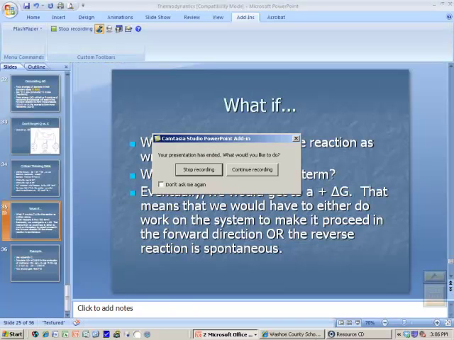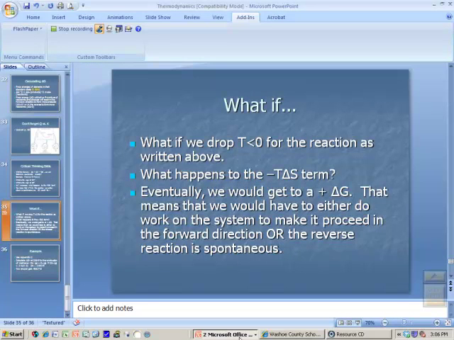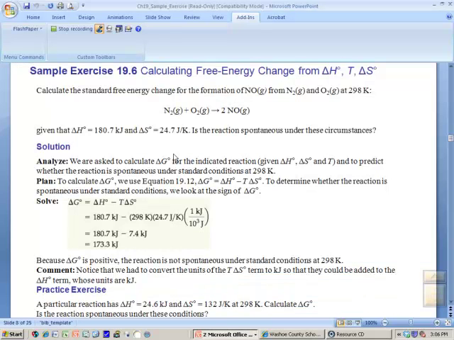And now, let's look at some sample exercises. Let's look at 19.6. It says, calculate the standard free energy change for the formation of nitrogen monoxide from nitrogen and oxygen at 298. Given that, they give you delta H, they give you delta S.